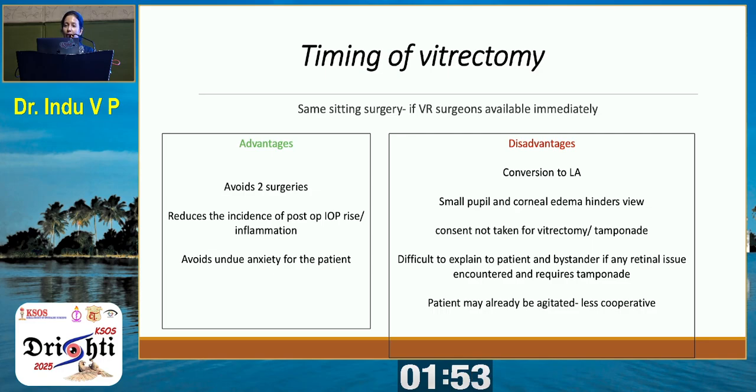As I told, intraoperatively, sometimes we encounter retinal breaks, retinal detachment. So then you have to put oil. So these patients will have a poor post-operative visual acuity. They will have oil-related issues, and we'll have to remove the oil after a few months. So explaining all this to the patient post-operatively is very, very difficult. They are less accepting, the patient may already be agitated, and they become less cooperative when you extend the surgery for 1 more hour.